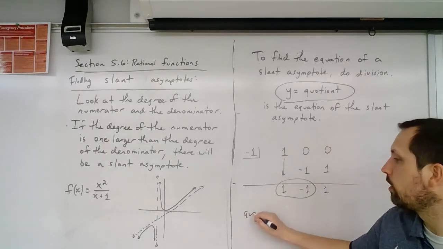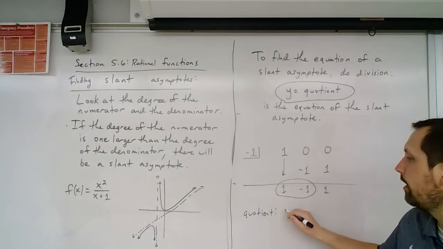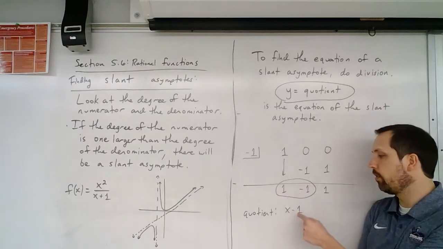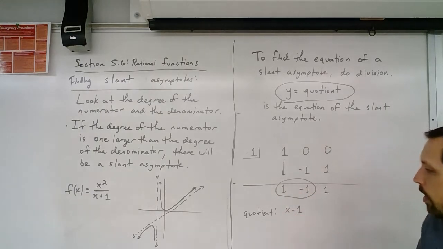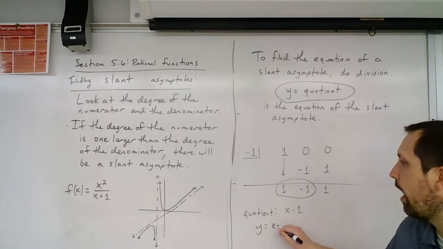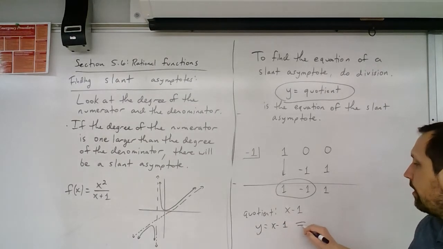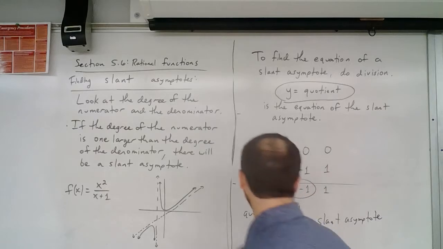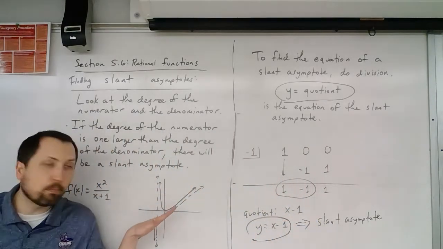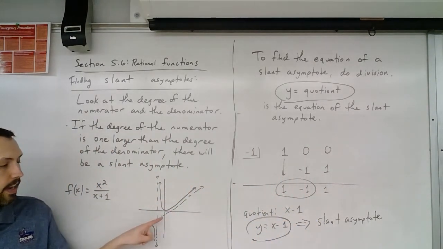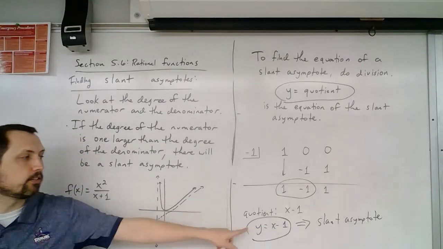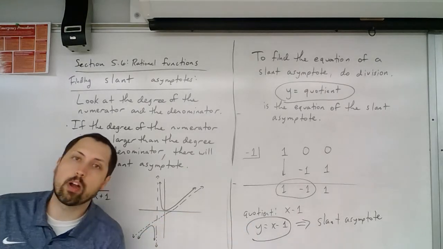So my quotient in this case is x minus 1. The coefficient of x is 1, the coefficient of the constant is negative 1. So this says that y is equal to x minus 1. This here is my slant asymptote. And if we look on the graph over here, we see that's about what we have, that this line has a y-intercept of negative 1 and has a slope of positive 1. So that seems to match with what our graph looks like.